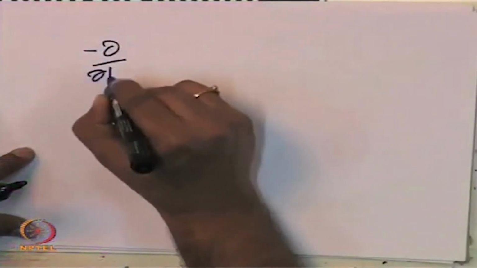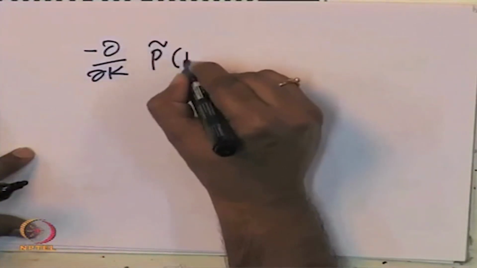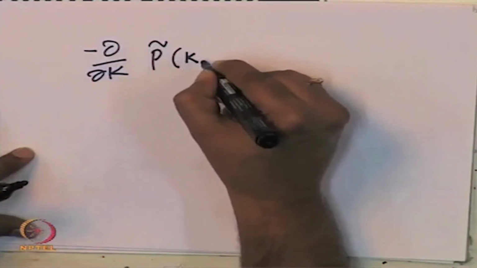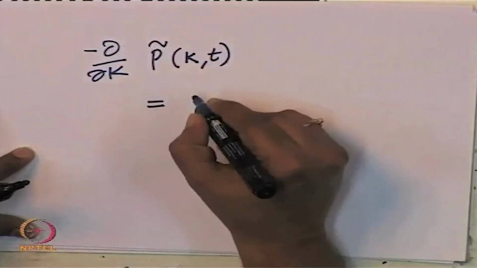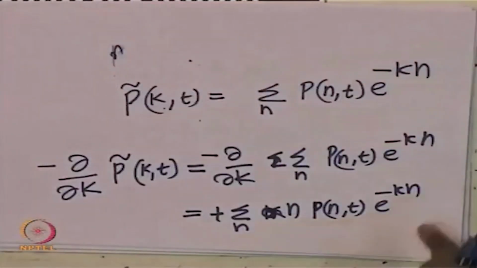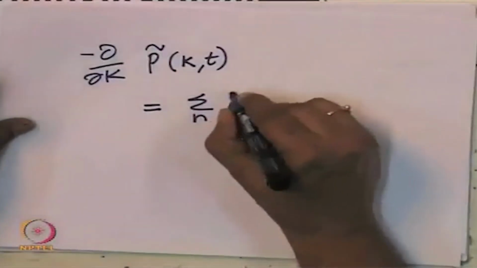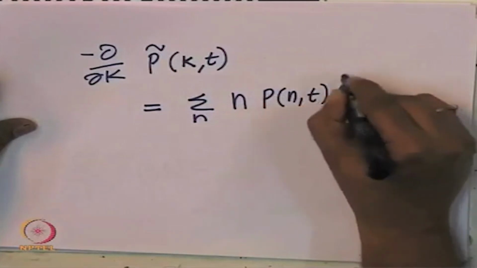This has a significance. So, what did we find? We find that minus ∂/∂k of p tilde of k, t is nothing but the sum over n of n p of n, t e^(-kn).